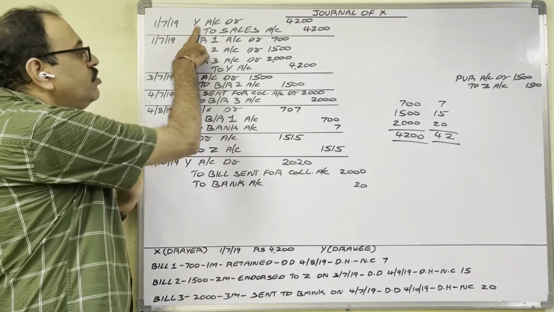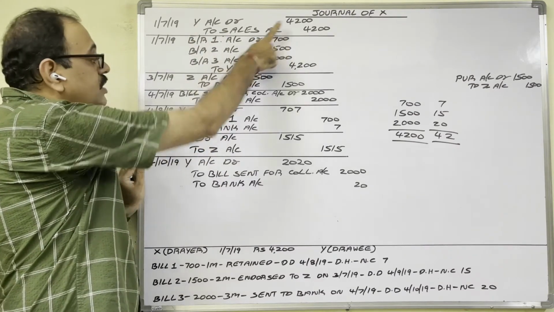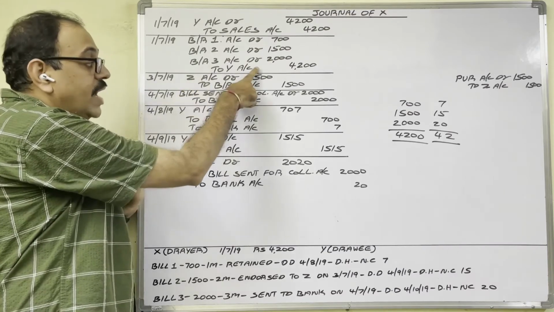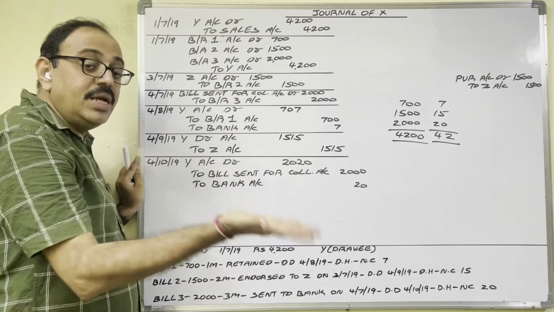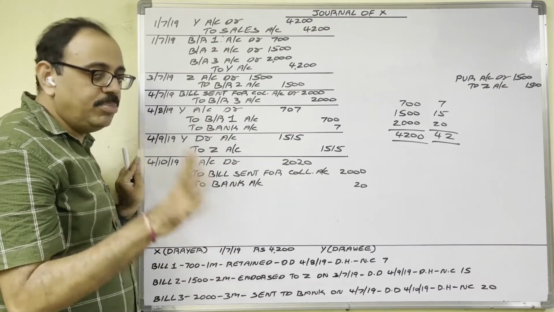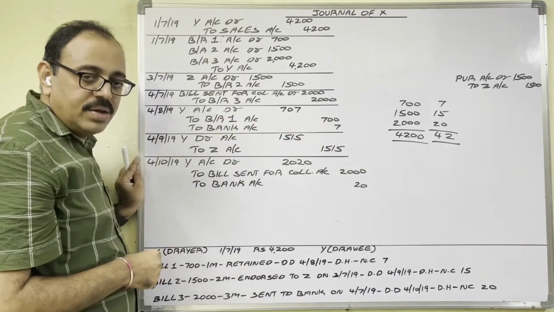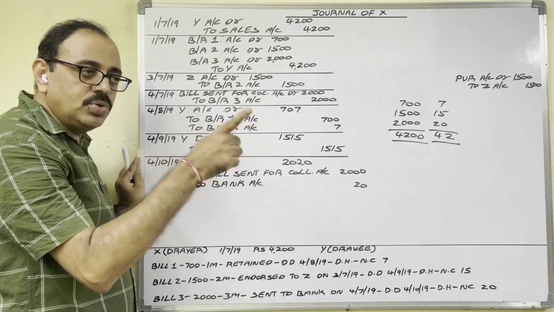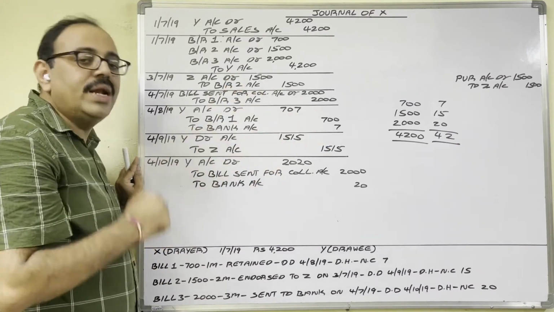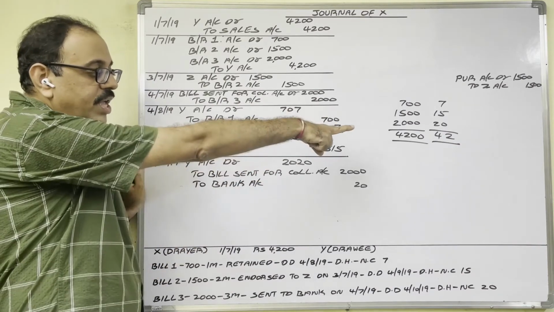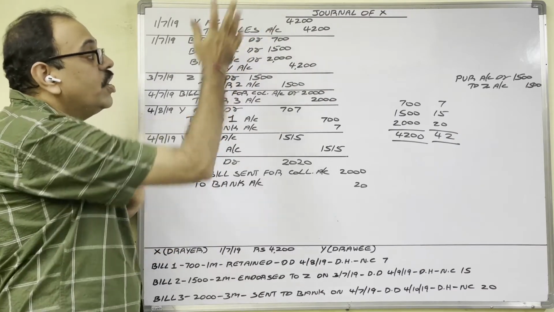When we sold goods to Y on credit, we debited Y account with 4200. When we received acceptance from Y, we cancelled that. When he dishonored these three bills, again he is becoming a debtor for these three bill amounts. Therefore, we debited his account with 4200. So finally, he has to bear the noting charges. Means for noting charges also, Y is only a debtor. Therefore, we debited Y account with 42 rupees noting charges. So these are the entries in drawer books.